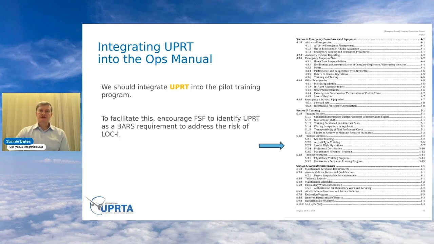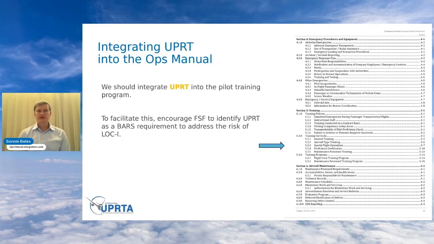Currently, the BAR standard identifies loss of control in flight, provides mitigating strategies, but it falls short of actually identifying UPRT as a mitigation strategy. So we really should address this with 2 organizations potentially. As UPRTA is a new organization, we're looking forward to ways that the risk of loss of control in flight can be minimized and reduced down to a more reasonable risk level.